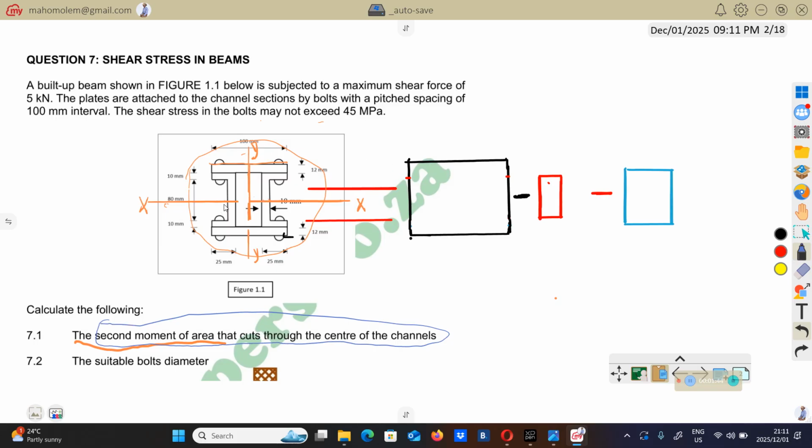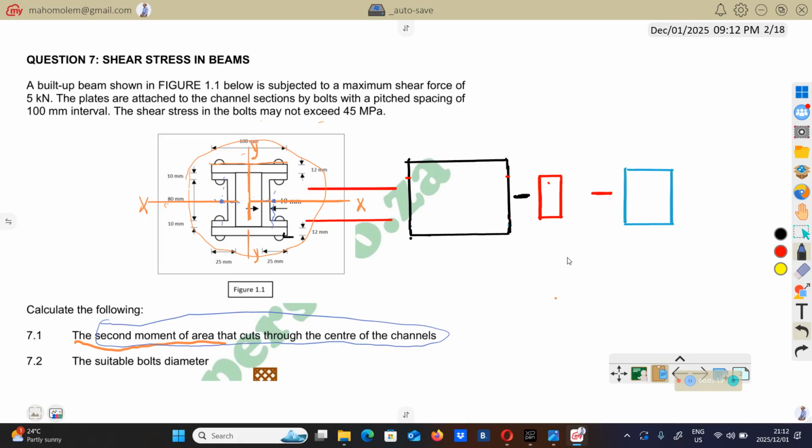So you can see here is the channel. So the center of the channel, it will be the center of this channel, this side, it will be there. So if you check this XX line, it is cutting this thing in the middle. So it's cutting through the center of this channel.